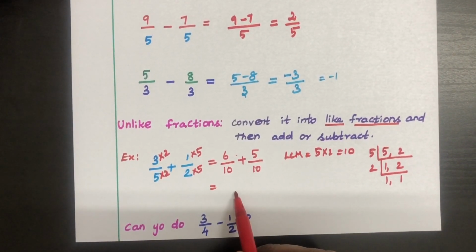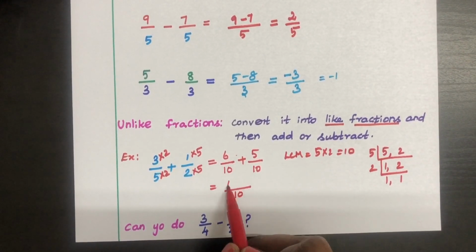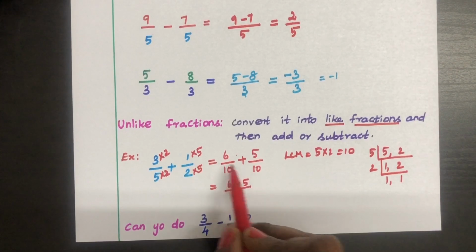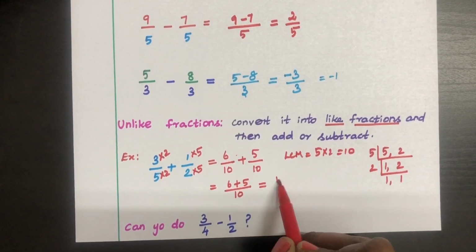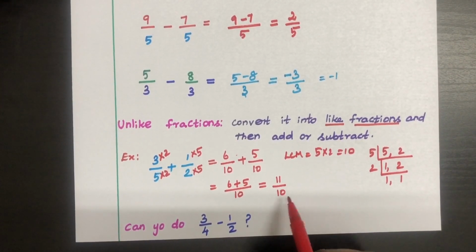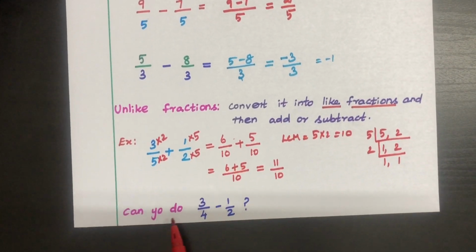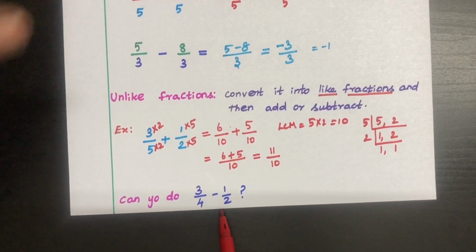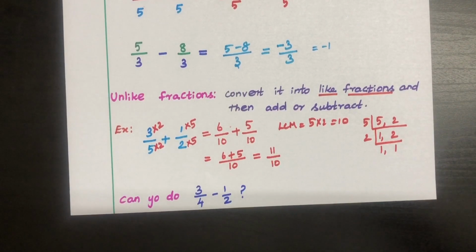Now the common denominator is the same. So we can take 10, and 6 plus 5. We can add the numerators. This is 11 by 10, our answer. It is very easy. Can you do this subtraction of fractions and leave your answer in the comment.